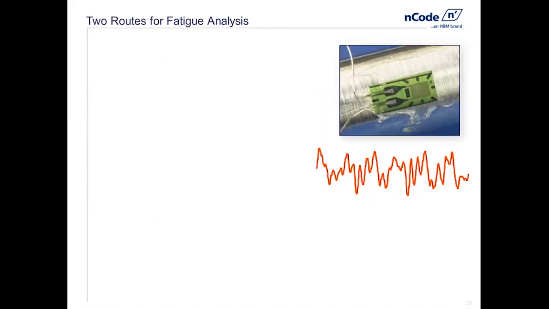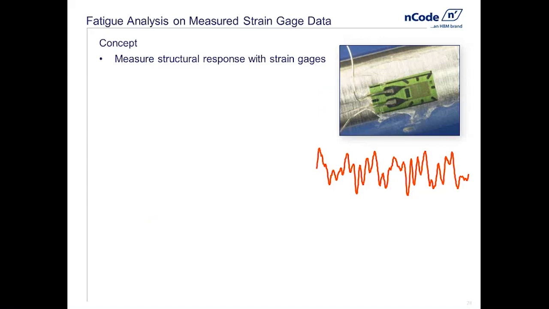First off, using measured strain gauge data, the idea here is that we're going to put these strain gauges in hotspots. So we're going to measure the structural response with strain gauges. And then we'll end up with a squiggly line or a variable amplitude strain history like this for every hotspot strain gauge location. And we could use that data in a couple ways.